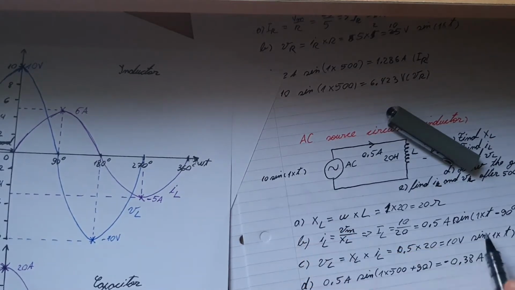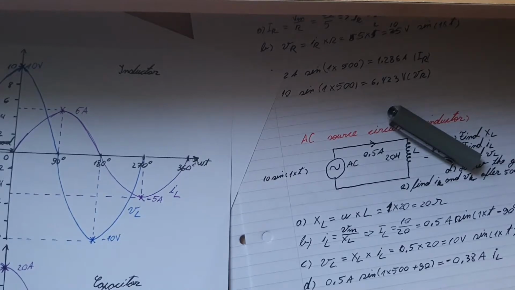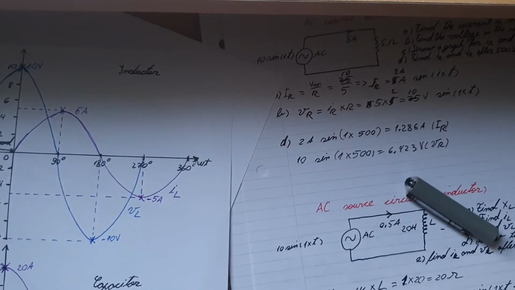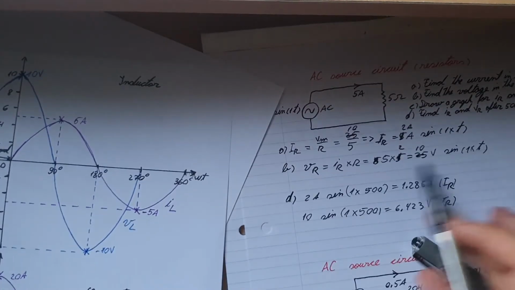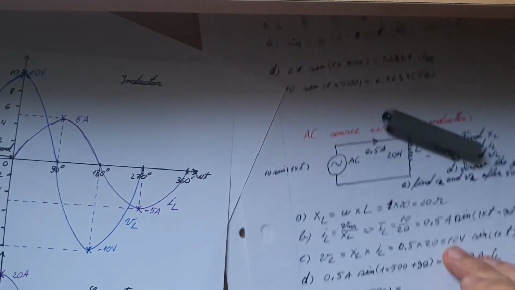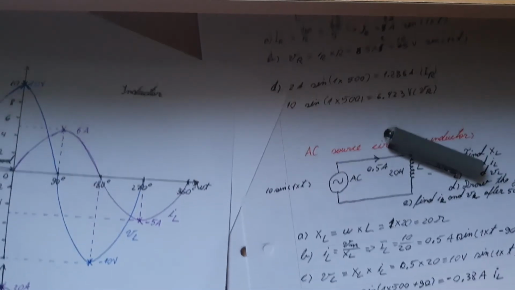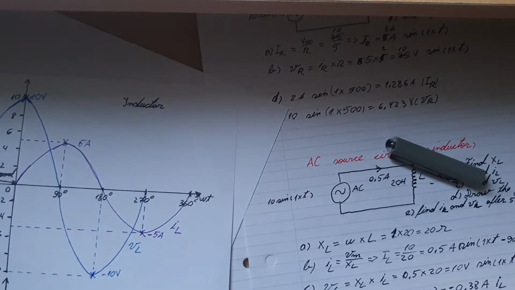We know the voltage will be 10 volts, so that'll be 10 sine 500, because 1 times 500 is 500, and there's no angle difference, so we just leave it like that. And that one will be equal with, like the one above it, where there's no difference in the voltage, we can just simply write it as the same answer, being 6.423 volts.